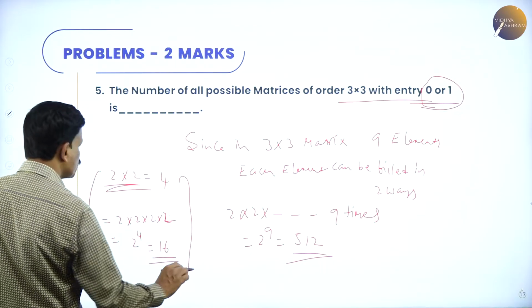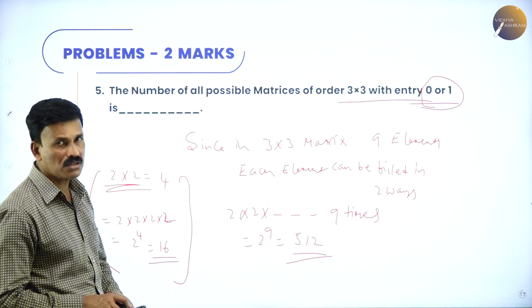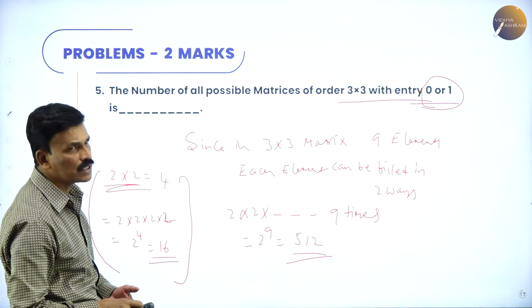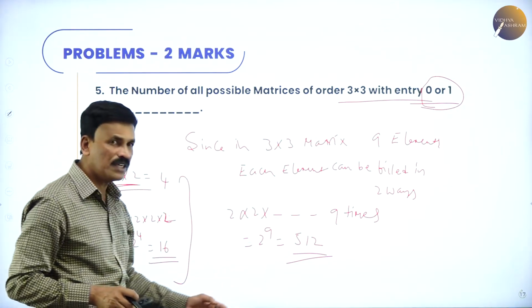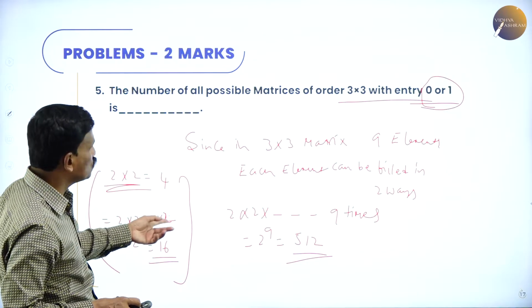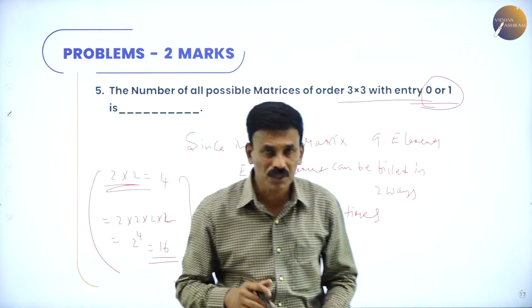So that is 2 to the 4, which is 16. So a 2 rows 2 column matrix can be filled in 16 ways, whereas for 3 rows 3 columns, the number of all possible matrices of order 3 cross 3 with elements 0 and 1 is 512. Number of all possible matrices of order 2 cross 2 with 0 and 1 is 16. That's it. These two problems are very important.